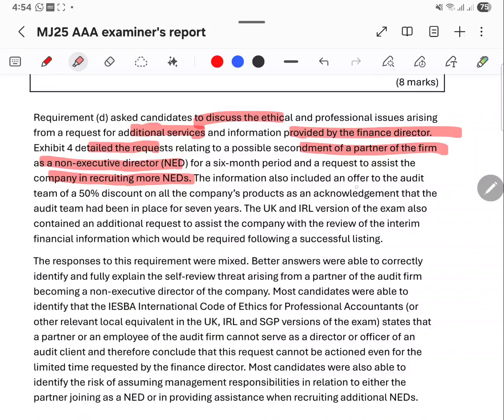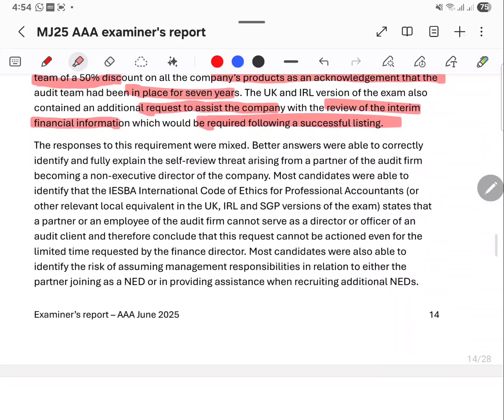The information also included an offer to the audit team of a 50% discount on the company's products as an acknowledgement that the audit team had been in place for 7 years. The UK and IRL version of the exam also contained an additional request to assist the company with the review of the interim financial information which would be required following a successful listing. So the response to these requirements was mixed.